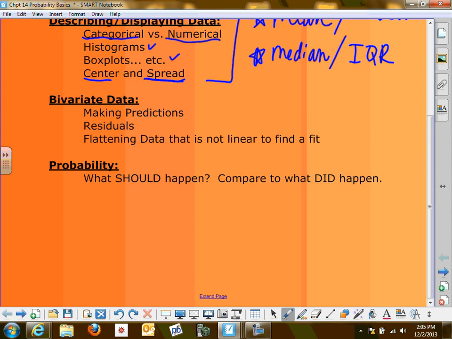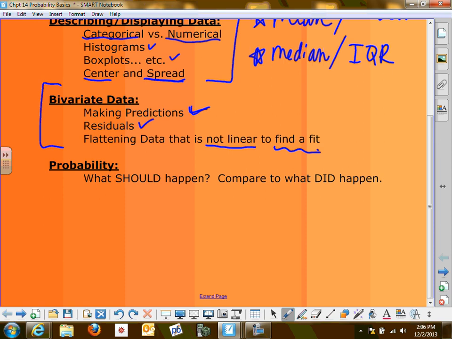Then, we've recently talked about how to handle it when it is two variables, say time and distance or whatever, and how could I make predictions? If I have a representation of how to make a prediction, I have an equation for the prediction, then where does my actual data stand in relationship to that prediction line? How far away is it? What is its residual? Furthermore, if I have an equation that is not linear, how do I flatten it? Is it an exponential model? Is it a power model? To flatten it so that I can find a good fit to make proper predictions.